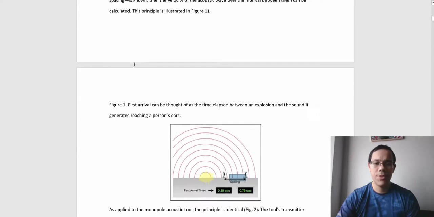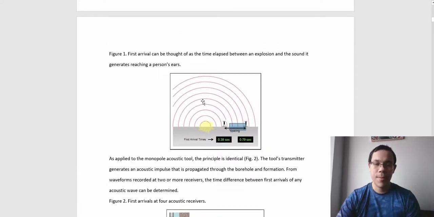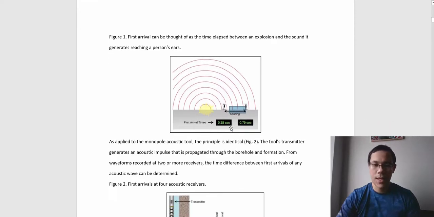So, the physics of the measurement. Here is the main principle. The transmitter will generate a wave. We're measuring the time it took for that wave to arrive from the transmitter to the first receiver, and knowing the distance between this receiver and a second receiver, we'll calculate the velocity.